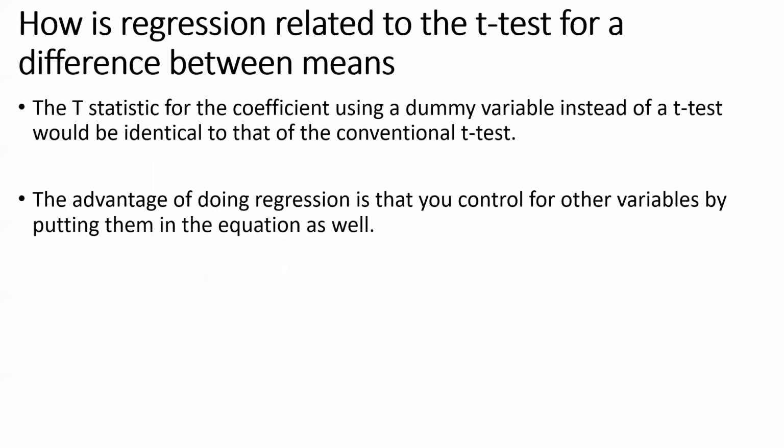How is regression related to t-tests for difference of means? Well, the t-statistic for the coefficient using the dummy variable is the same as that of a conventional t-test, and we see that there are t-test components to our regression analysis, particularly when we are using dummy variables. The advantage of doing regression is that you can control for other variables by putting them in the equation as well. So a t-test is maybe okay for bivariate, maybe okay for dummy variables, but it's limited. So regression helps us to control for other variables as well.